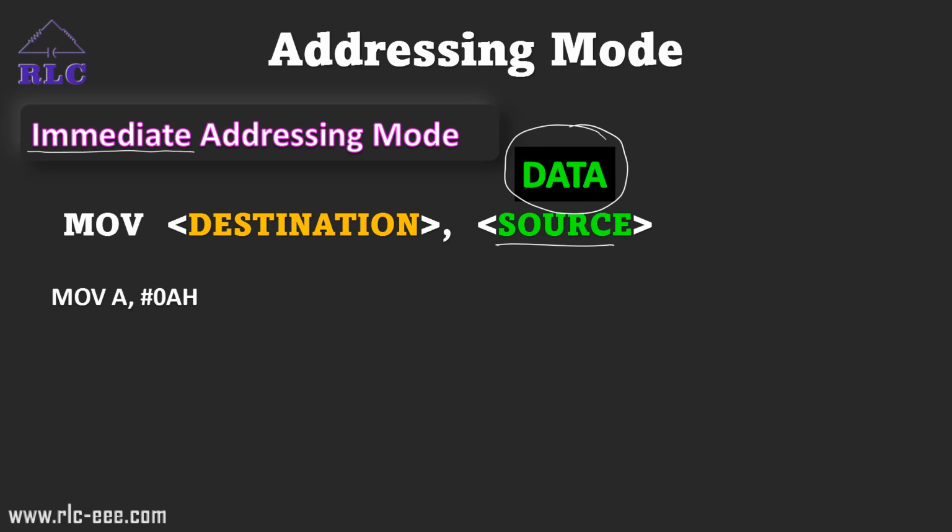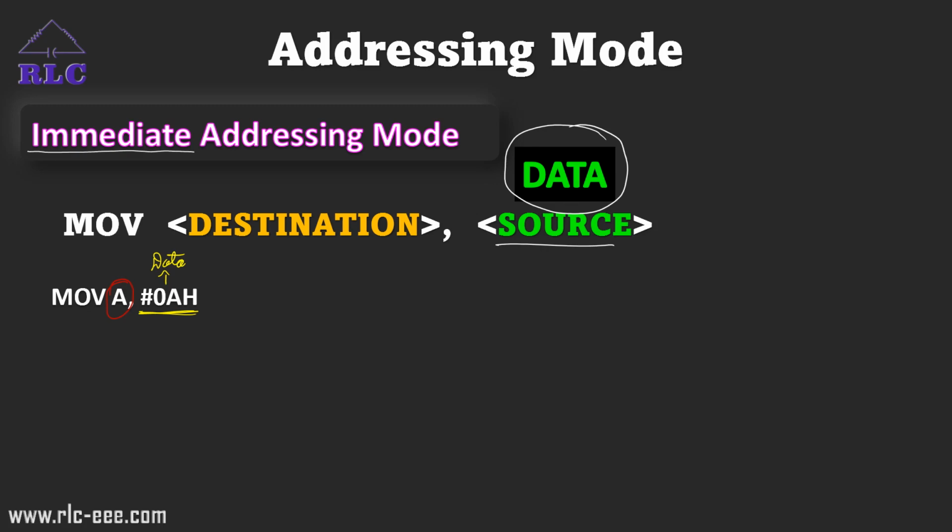For example, we can take MOV A, #0AH. Here MOV indicates it's an opcode, then A is the destination, that means A means accumulator. The next, #0AH, is the data. That means we are passing 0A to the accumulator directly. This type of addressing mode we call immediate addressing mode.